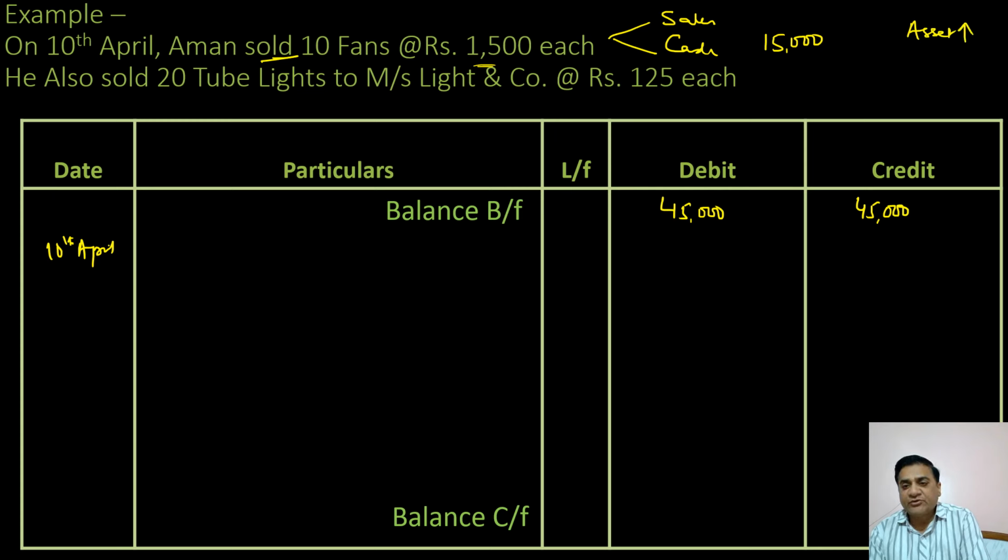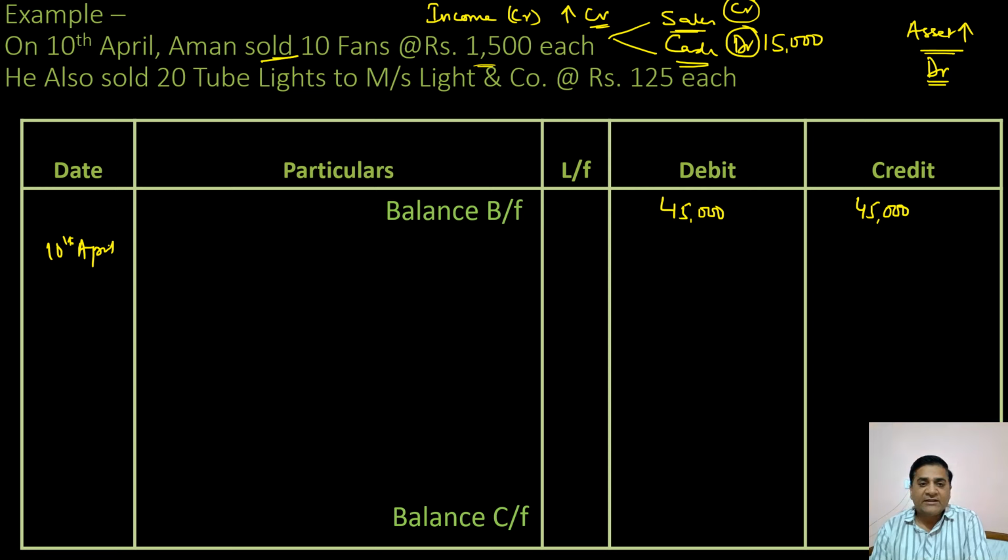When the asset goes up, asset has a natural balance of debit. Whenever it increases, it has to be debited again. So when cash account is to be debited, sales account would be credited. The other logic would be sales is an income for me, and if you remember, the income has a natural balance of credit. Whenever it increases, it would be credited again. So even if we go by that logic, the sales account would be credited and cash account would be debited. So whichever account is to be debited, we need to record that first.